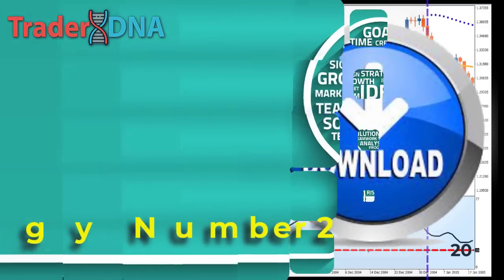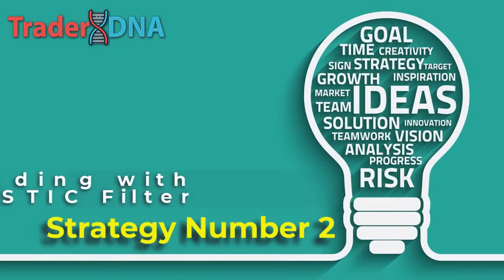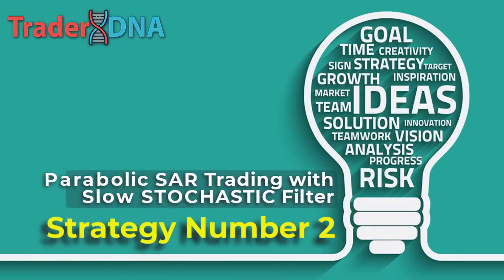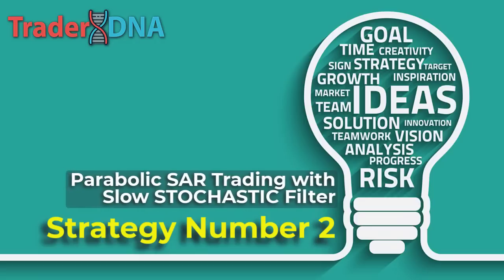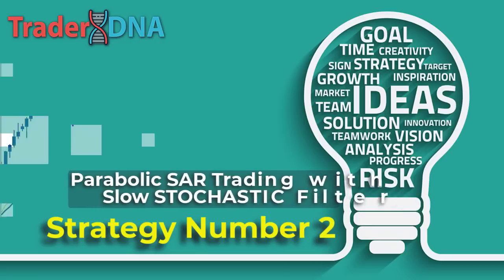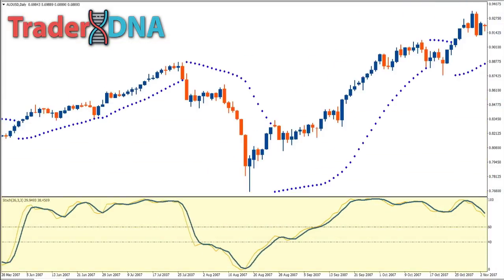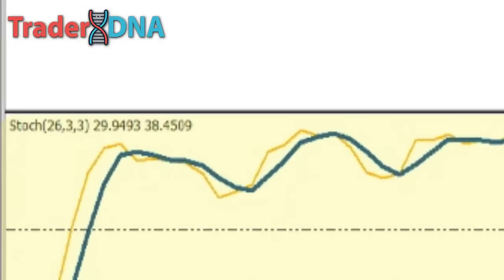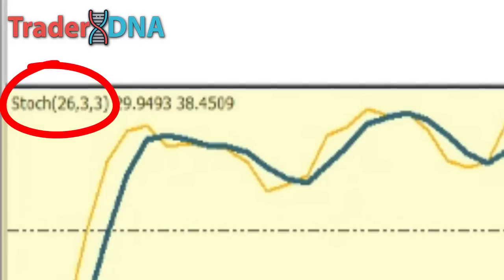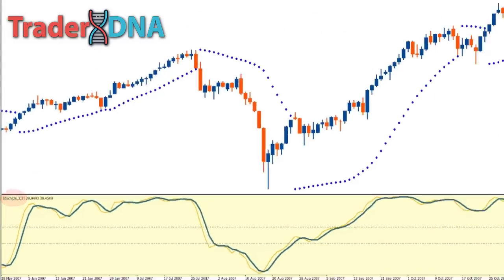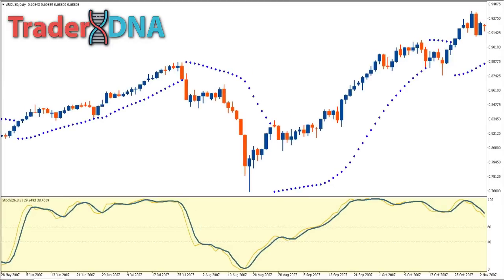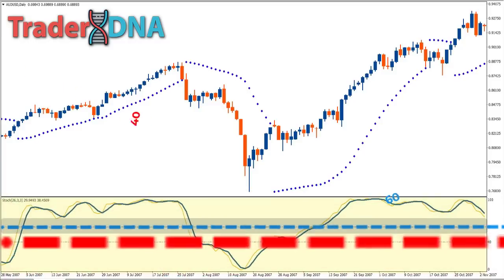Strategy number 2. Parabolic SAR trading with slow stochastic filter. Remember, the goal of the filter tools is to filter out range periods. In this example, we thus chose a slow stochastic setting of 26, 3, and 3. The stochastic signals strong trending markets when the lines go above 60 or below 40.